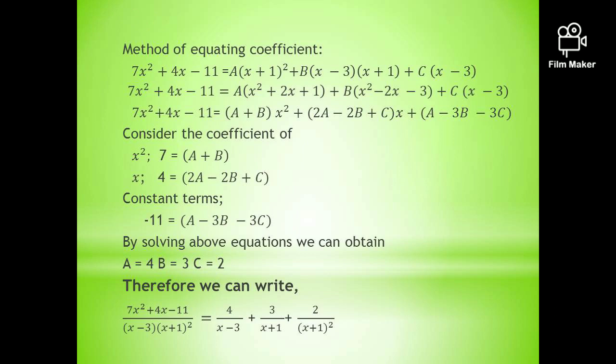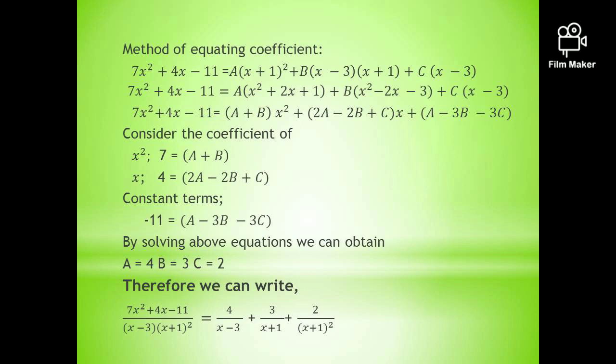Now for the same question, let's try to understand how to use the method of equating coefficients. We'll start with the same expression, 7x squared plus 4x minus 11 equals a times x plus 1 squared plus b times x minus 3 into x plus 1 plus c times x minus 3. This is the step where we finished in the slide previous to the last one. From that point only, we deviate between the method of substitution and the method of equating coefficients.